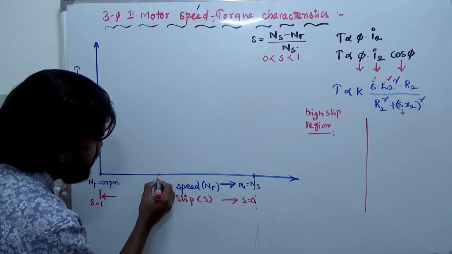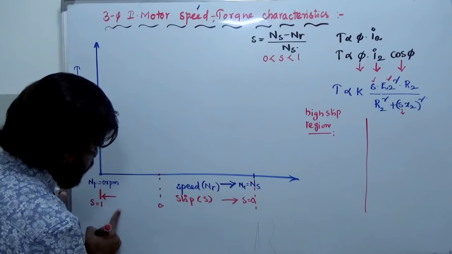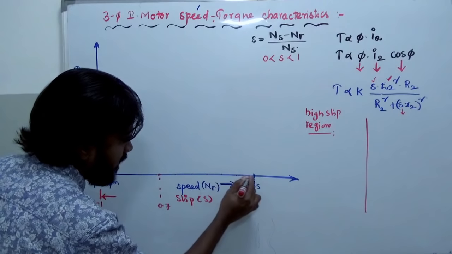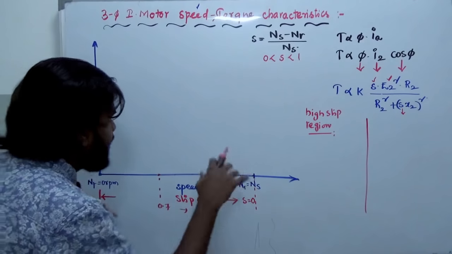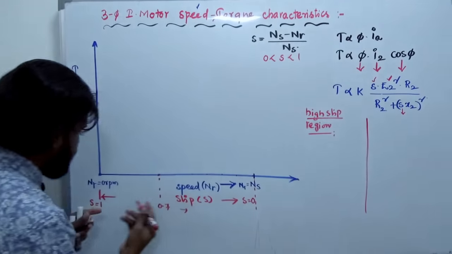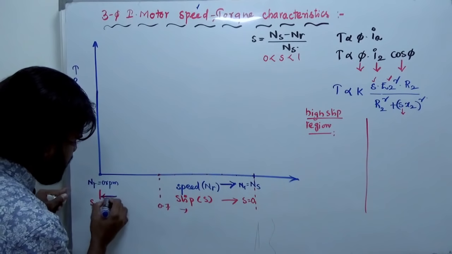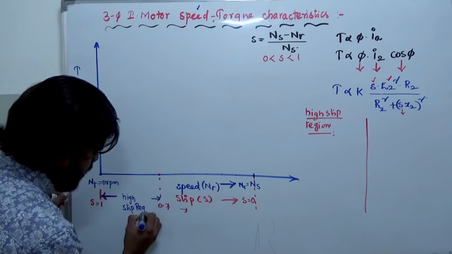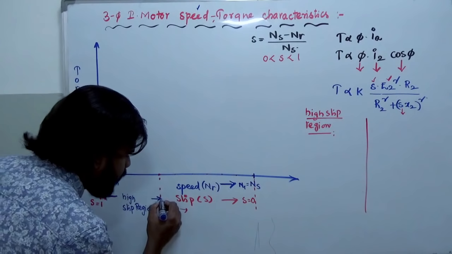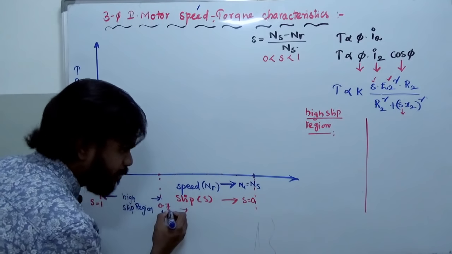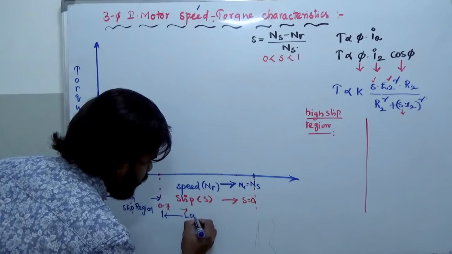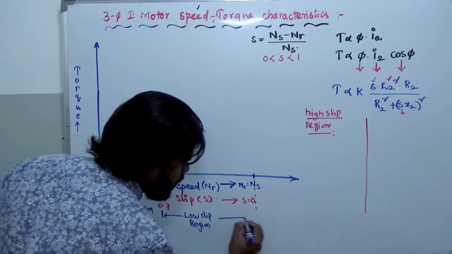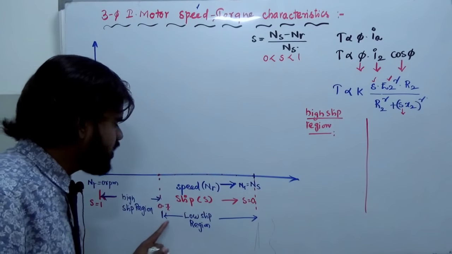Maybe this can be 1, 0.9, 0.8, maybe 0.7, maybe 0.5, and then 0.4, 0.3, 0.2, 0.1, and then 0. This is how it can change. So I'll take the high slip region, maybe from this point to this point. This may be the high slip region. And after that, whatever you get from a slip of 0.7 to 0, this is my low slip region. This is how it is: high slip region and low slip region.